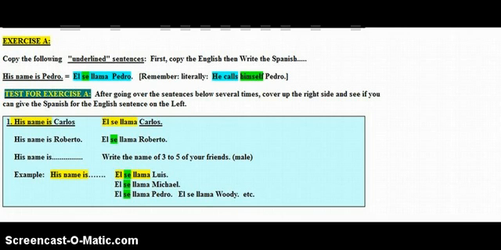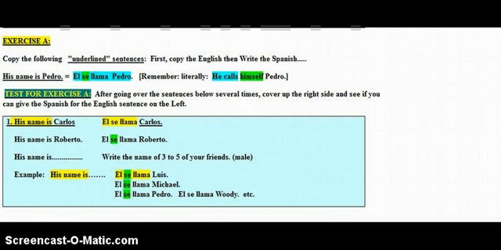Now, how do you say these last three? See if you can say it first before looking at it. His name is Luis. Did you get it right? Él se llama Luis. Repeat. His name is Michael. Él se llama Michael.